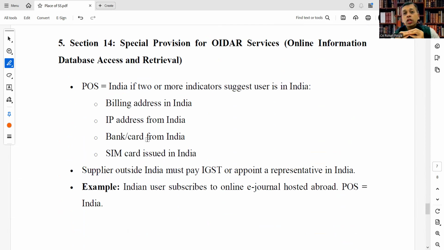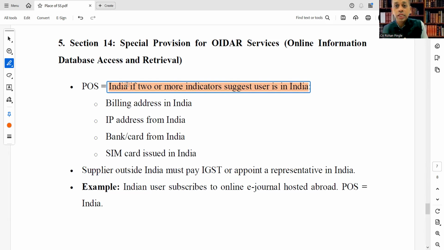Nowadays services are very much provided online, and in that case deciding the place of supply is very difficult. So section 14 talks about special provision for OIDAR services, that is online information database access and retrieval. Let's see the place of supply in that case. If two or more indicators suggest the user is in India, place of supply would be India in these OIDAR services.